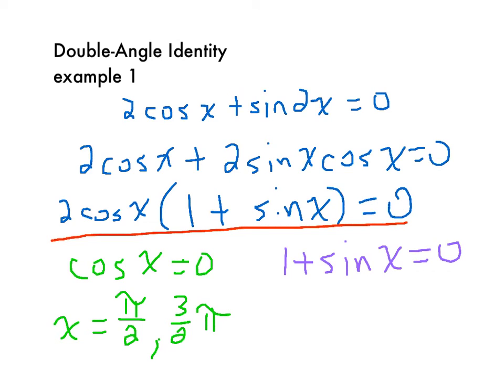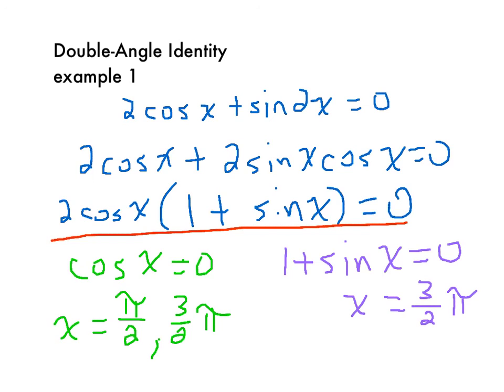Now this 1 plus sine of x, we can also think of this as when does the sine of x equal -1? And the sine of x is equal to -1 when x is equal to what? 3/2 pi.